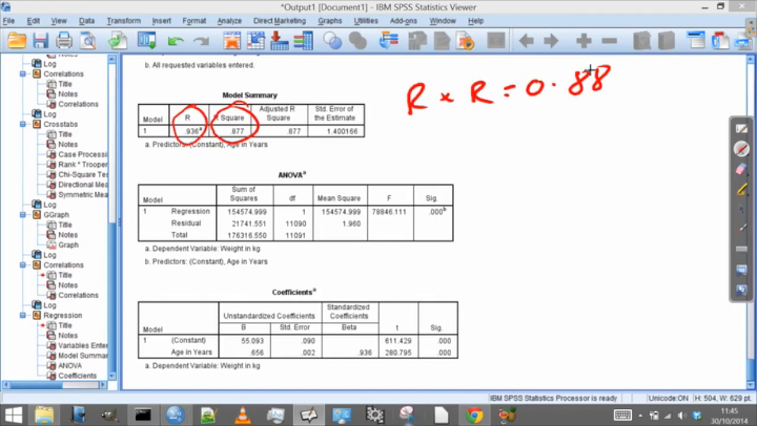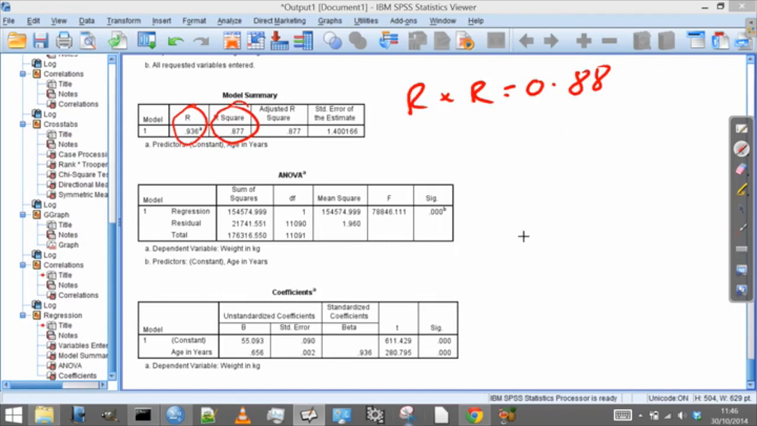So R square is the proportion to which this model explains the data or explains the variation that we see in the data. In this case, it's very high, 88%. So it has a very high explanatory ability or high ability to explain the data.